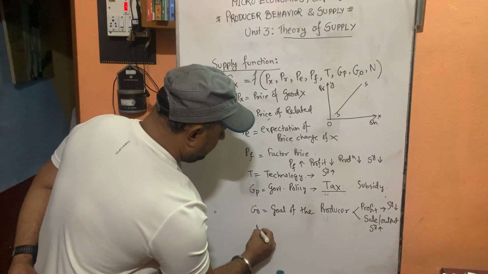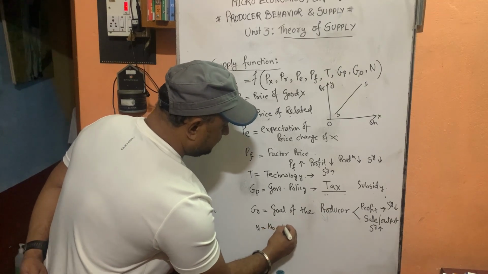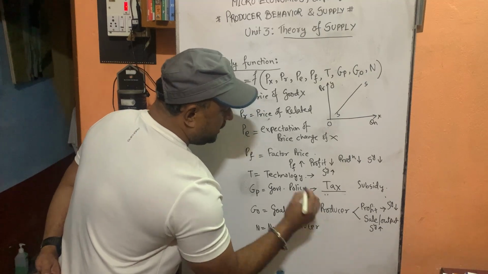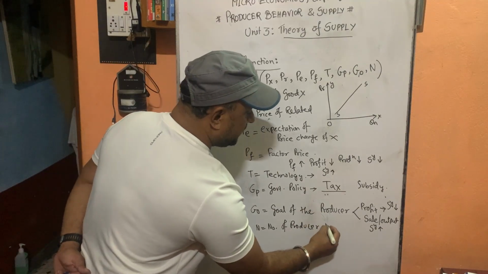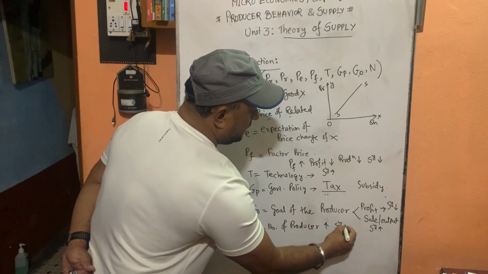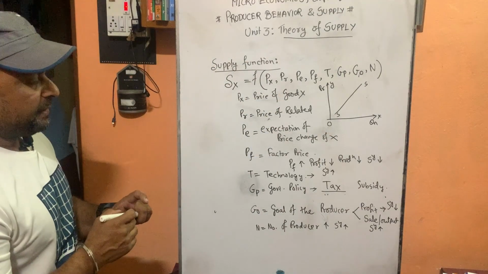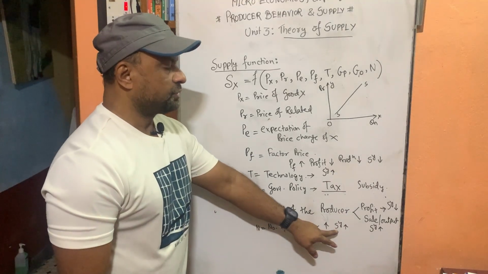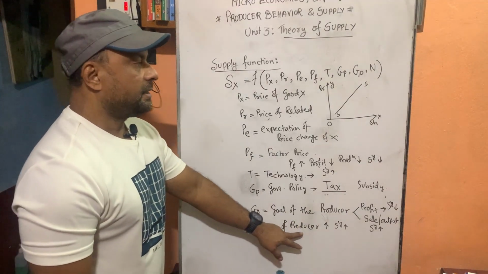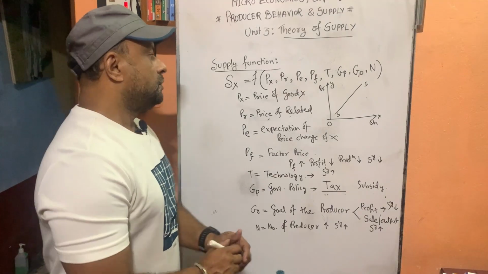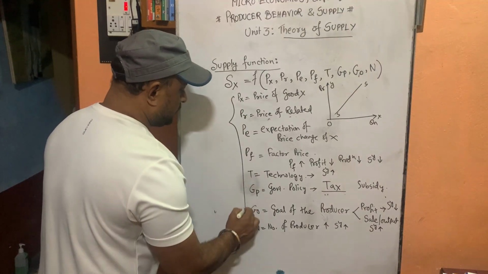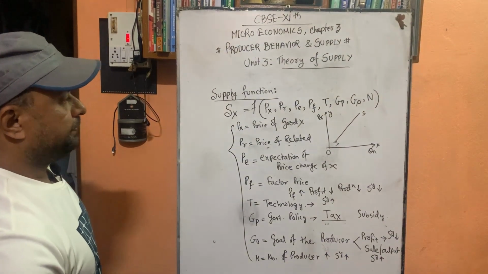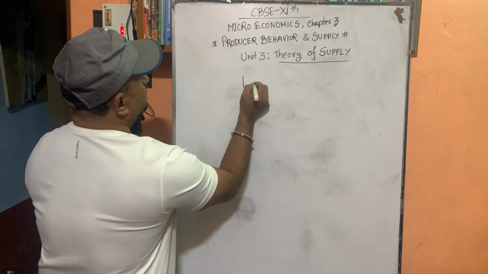Last one is N, number of producers. Okay, if the number of producers increases in the market, then supply will increase, because supply depends on the number of producers. If there are more producers, then there is more production, meaning more supply. If there are fewer producers, less production means less supply. So these all are the factors of supply. If any one changes, the supply of the good also will change. Now, law of supply.